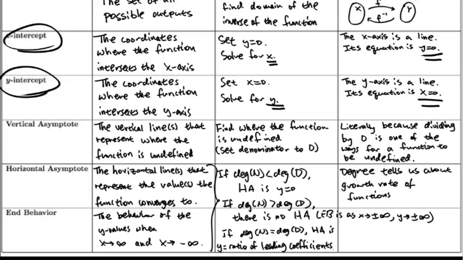So, find where the function is undefined, set the denominator to 0. We want to find where it's undefined, right? So just set the denominator to 0, if you have one. If you don't have one, then you can't get undefined anyway, like if you have a parabola or a cubic function or something like that. Alright, so why that is: literally just because dividing by 0 is one of the ways for a function to be undefined. In this unit, that's the only way functions will be undefined.